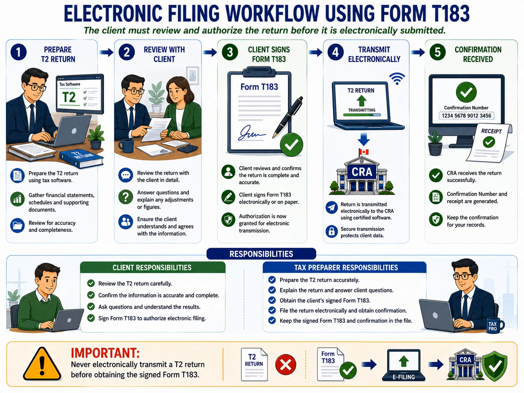Both the client and the tax preparer have specific responsibilities in this process. The client is responsible for reviewing the return, confirming that the information is correct, and signing Form T183. The tax preparer is responsible for preparing the return accurately, explaining the contents to the client, obtaining the signed authorization, filing the return electronically, and securely retaining the signed form and CRA confirmation.